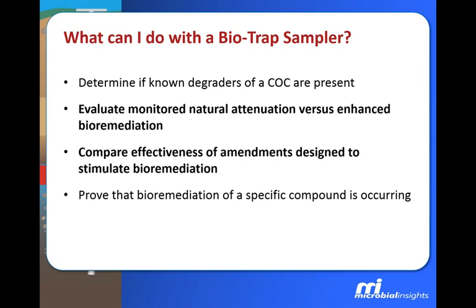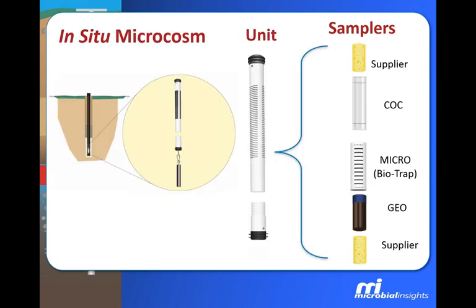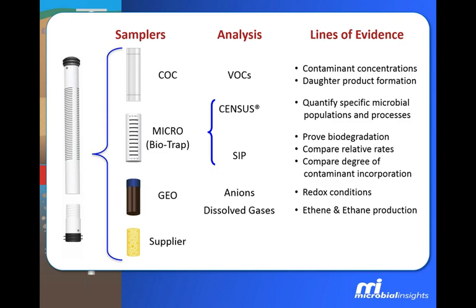So going on down our list then of what can we do with a biotrap sampler, we have 2 bullet points that are very much related to each other. One, we can evaluate monitored natural attenuation versus enhanced bioremediation. And going along with that, we can compare the effectiveness of amendments that are designed to stimulate bioremediation. Now, very frequently, when we employ a biotrap to demonstrate either or both of those points, we're going to use an in situ microcosm, as I described a few minutes ago.